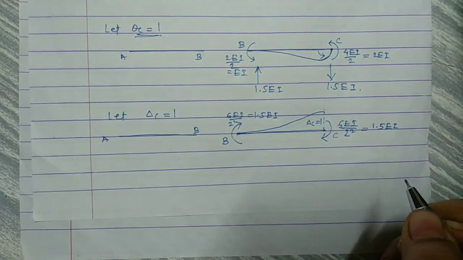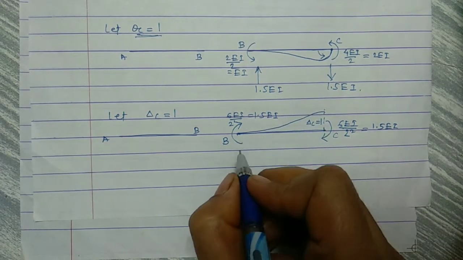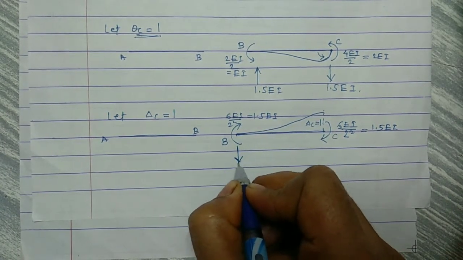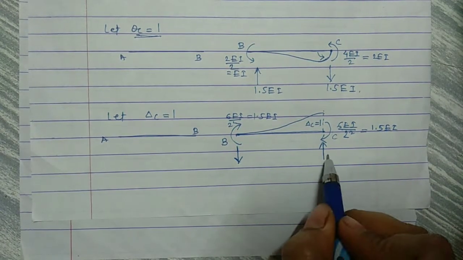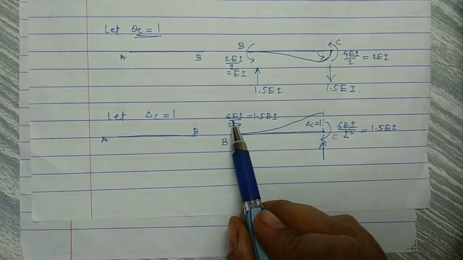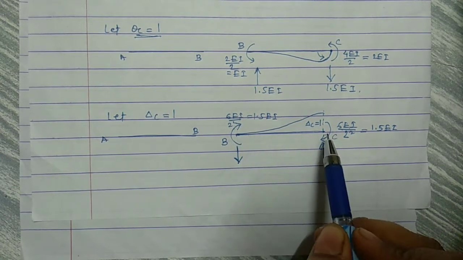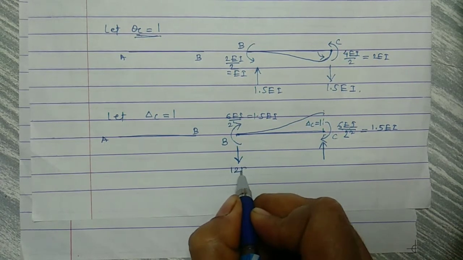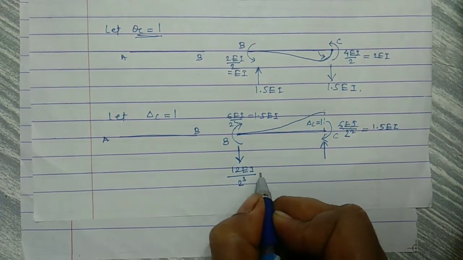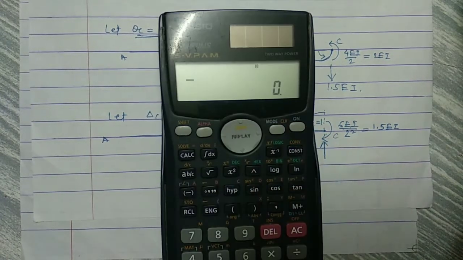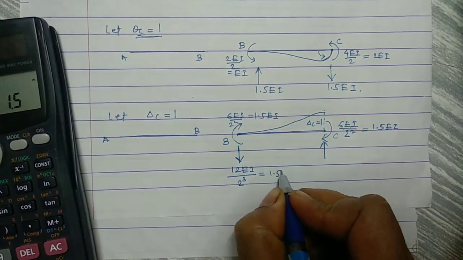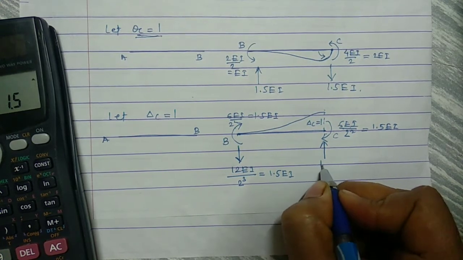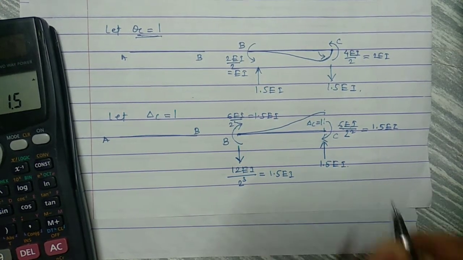Both moments are in the same direction, that is clockwise. So reaction should form anti-clockwise. So therefore this reaction should be downward. This reaction should be upward. Okay. So reaction magnitude is 6 EI upon L square plus 6 EI upon L square, divided by span. So 12 EI upon L cube, that is 2 cube. So here 12 upon 2 cube, 1.5 EI. And here also it is 1.5 EI.